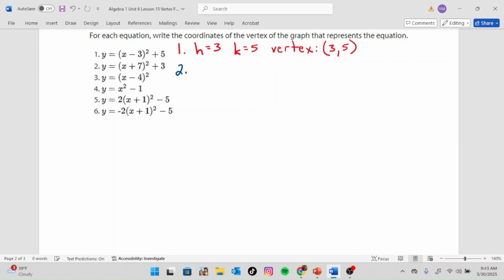Number 2. Because it's x minus h, h is actually -7. Because minus -7 becomes +7. And then because it's plus k, k is going to be 3. So the vertex is going to be at the point -7, +3.